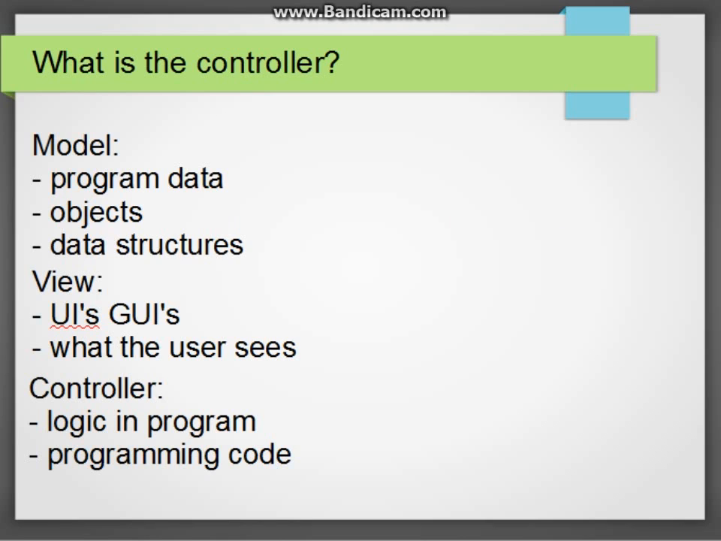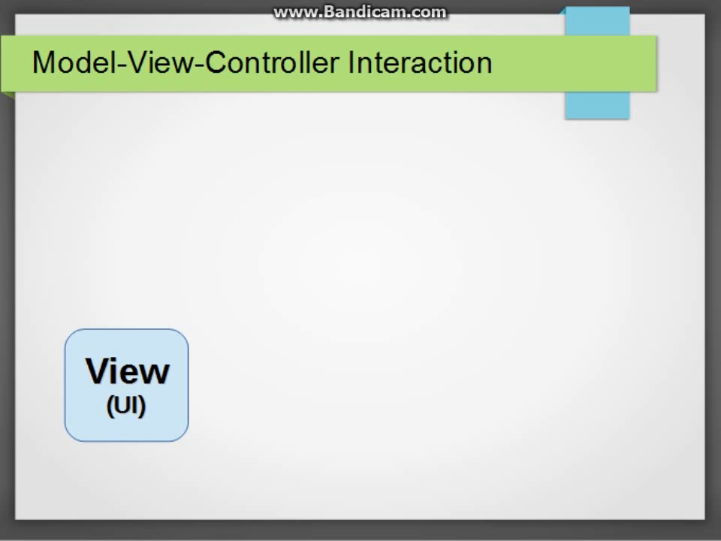Next, we will look at the model view controller interaction. Let's have an example where we have a button on our user interface that we want to click, and it will search in the database, find a certain piece of data that we want, and then display it onto the user interface. So how does this go through the model view controller?